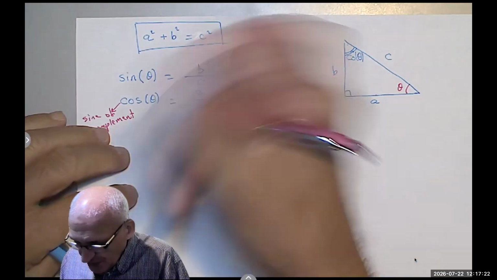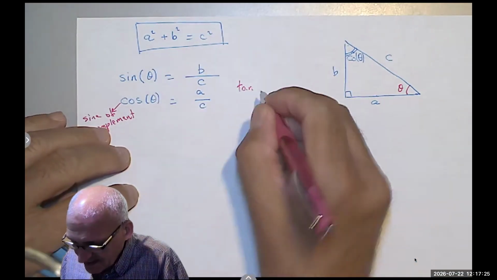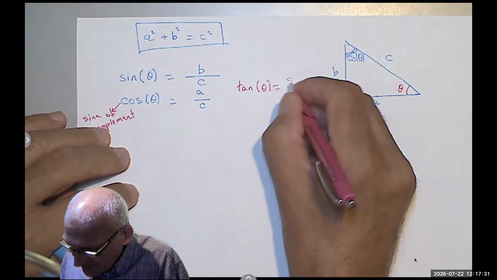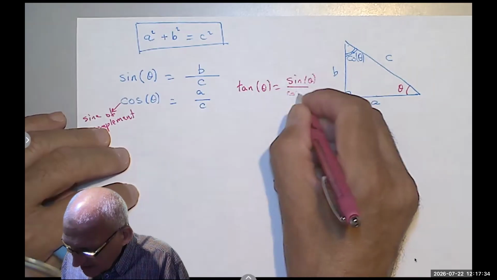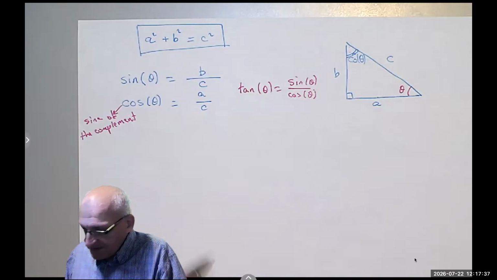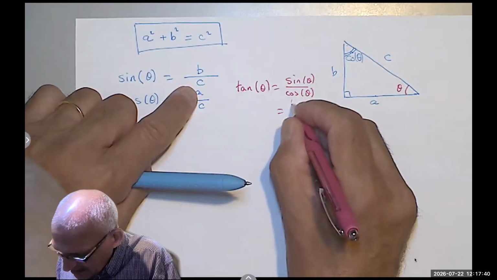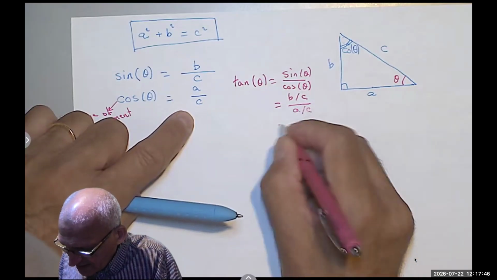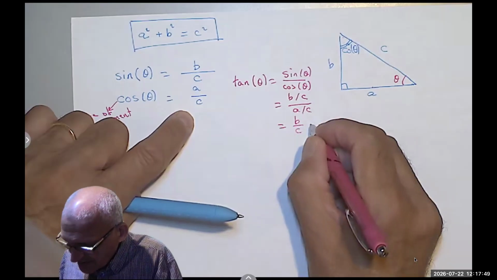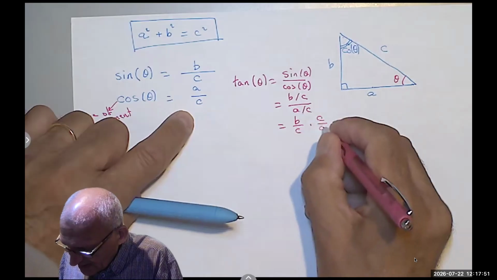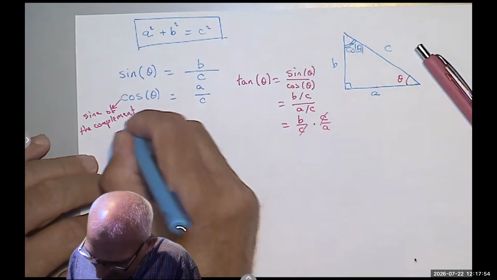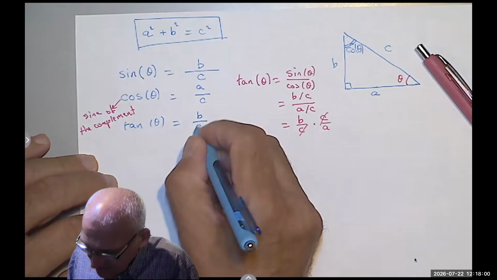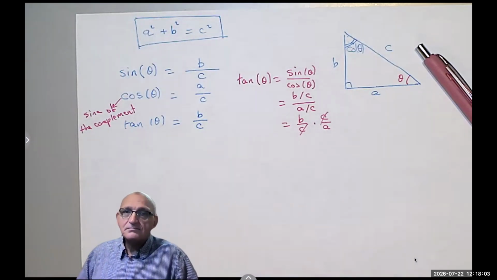And then here's a relation we learn later, that the tangent of any angle equals the sine of this angle divided by the cosine of that angle. The sine of this angle is B over C. The cosine of this angle is A over C. So it's B over C times the reciprocal, C over A. These cancel and I get tan theta equals opposite over adjacent.